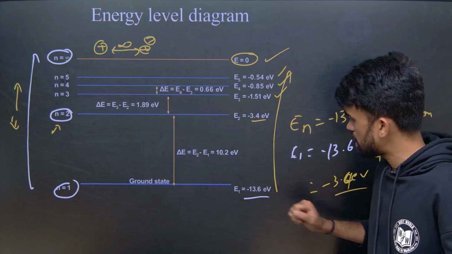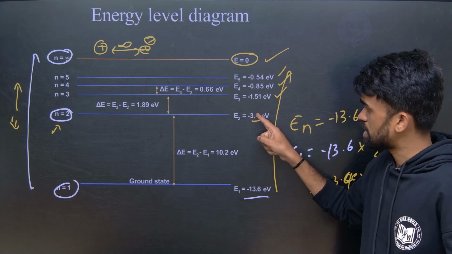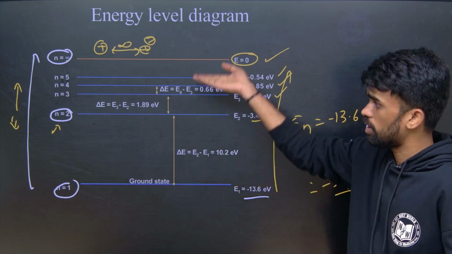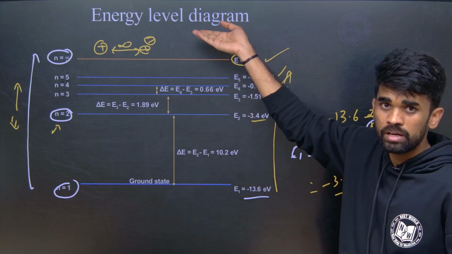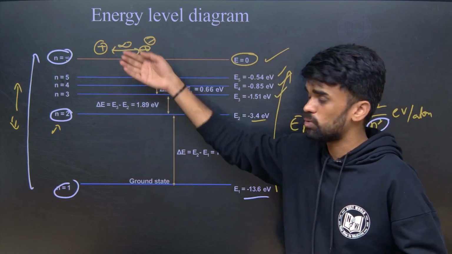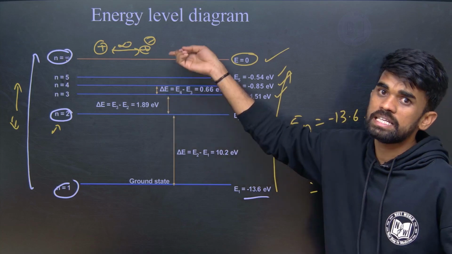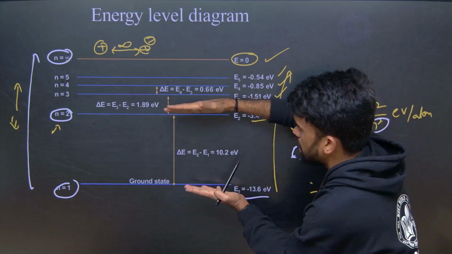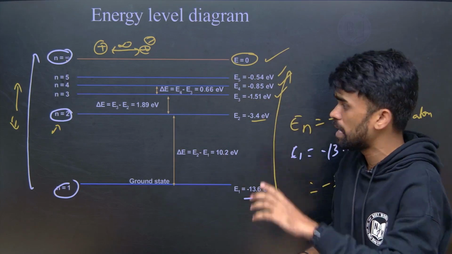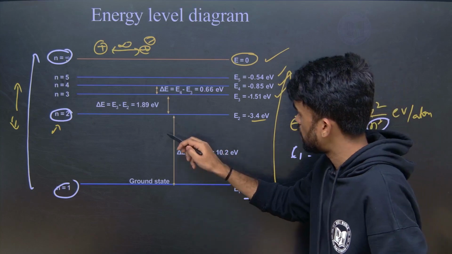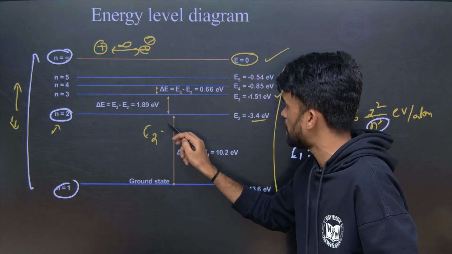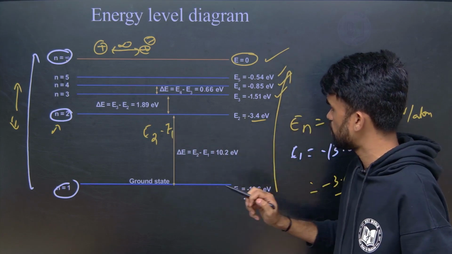Now the ground state is having this much, say first excited is having this much. As the n number is increasing, what happens to the energy values? Energies are increasing, but what happens to the energy gap? Energy gap is decreasing. See, for E2 minus E1, what is the difference?